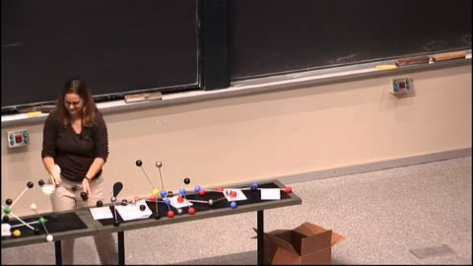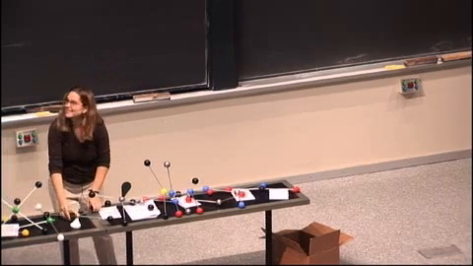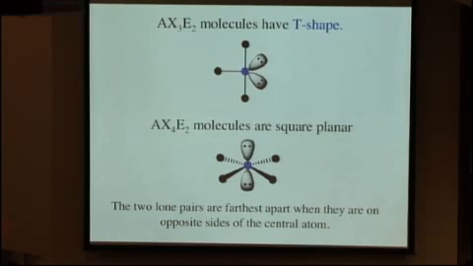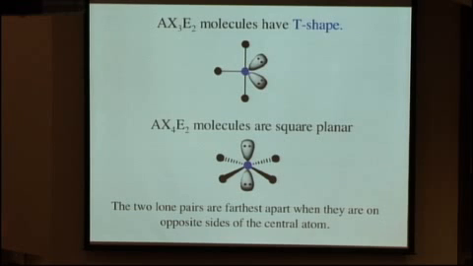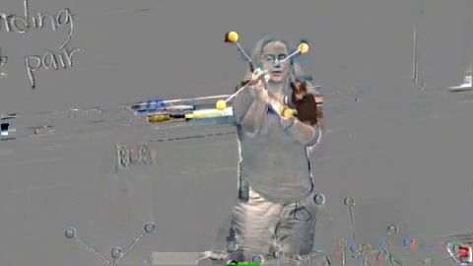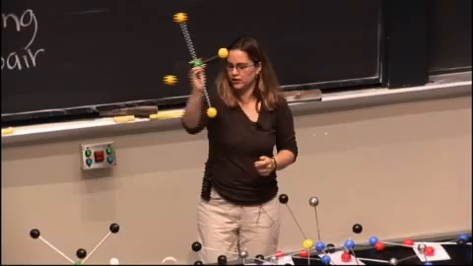See, these aren't too hard to remember, the geometry names. And we also can think about if we have AX4E2. So now, in order to get our lone pairs as far away from each other as possible, they're going to be on the axial position. And this is called square planar. So this is easy to remember. Square, also planar.